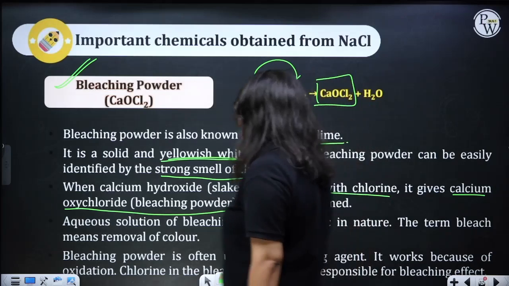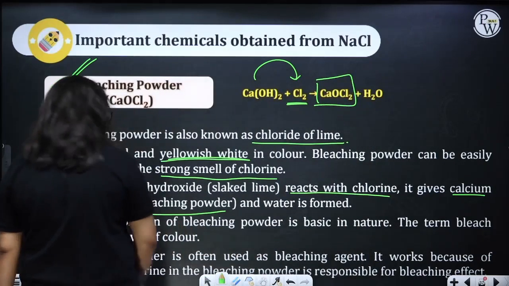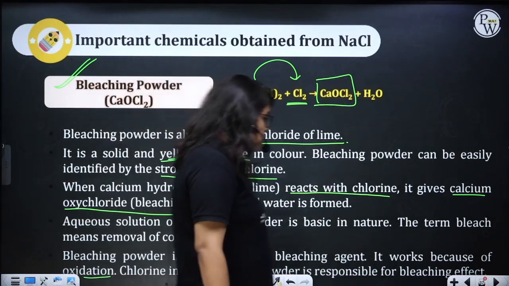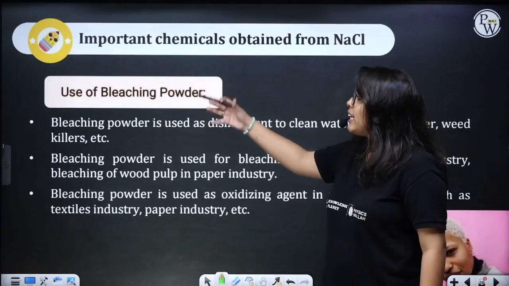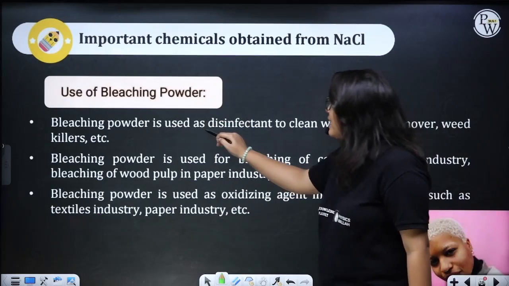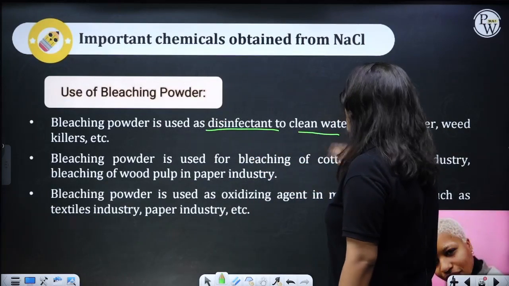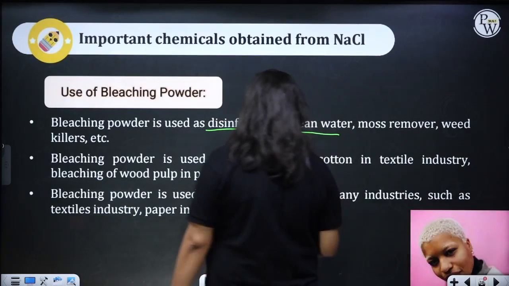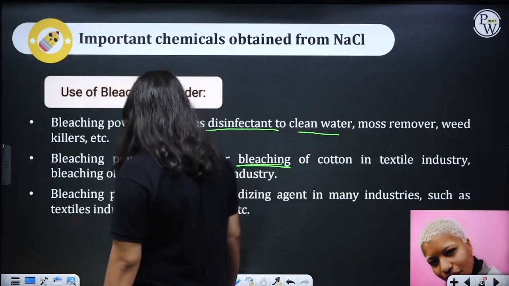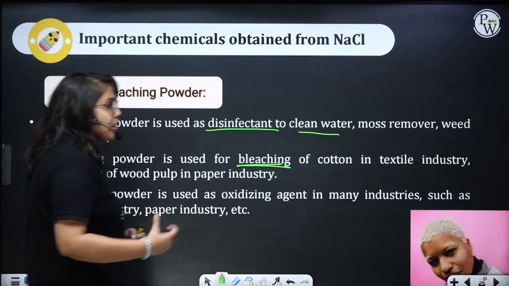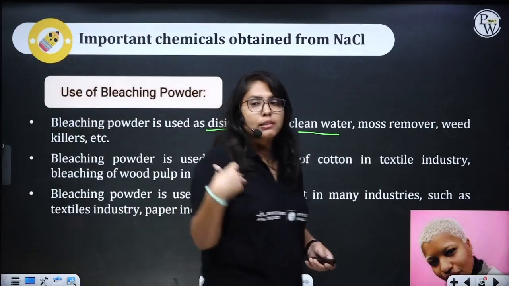And this bleaching powder is often used in oxidation reactions. And what are the other uses of bleaching powder? So it is a disinfectant to clean water. It is used as a bleaching agent in industry and the textile industry. It is also used as a bleaching agent in cosmetics.